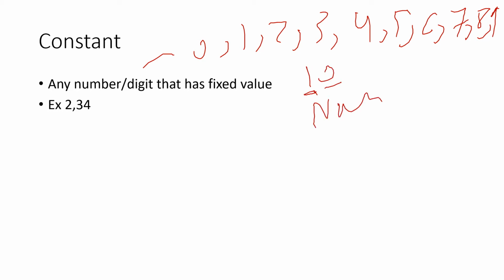So these all are constants. Examples of constants are 2, 34. These all are constants. These are numerical or mathematical values. So these are the constants 1, 2, 3, 4, and these are fixed values that cannot be changed.